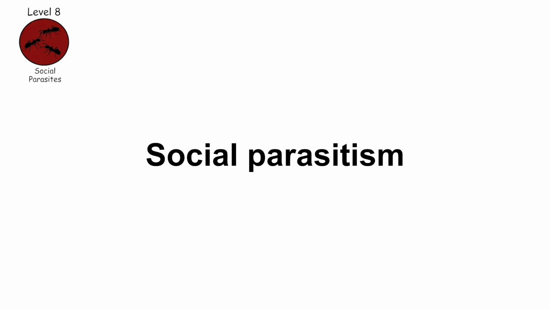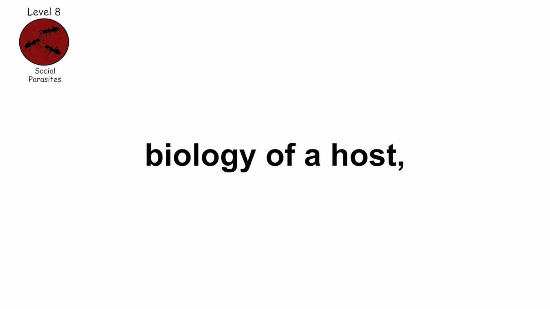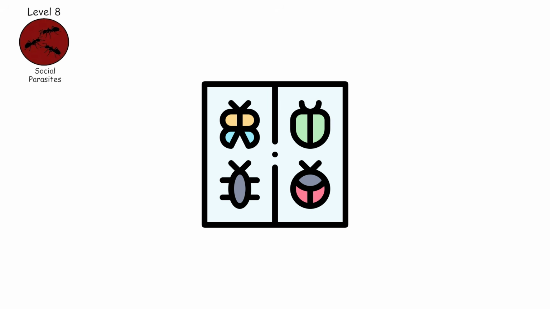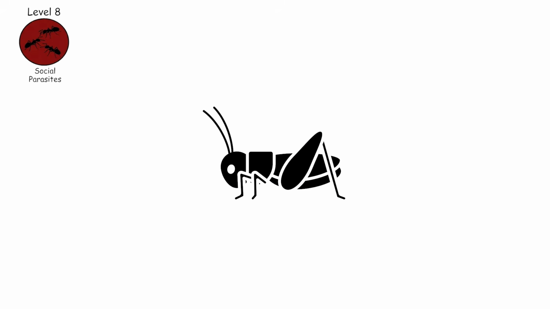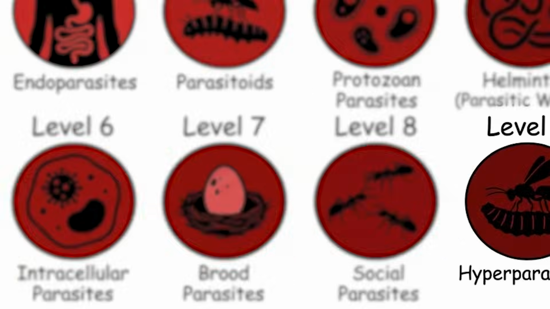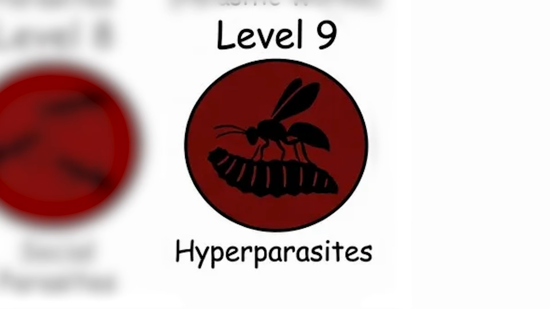Social parasitism highlights how parasites can manipulate not only the biology of a host, but also its social behavior. By infiltrating complex insect societies, these parasites gain access to food, shelter, and protection without having to build or maintain a colony themselves. Level 9, Hyperparasites.